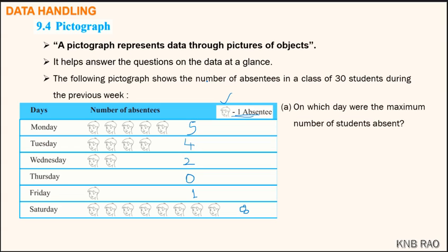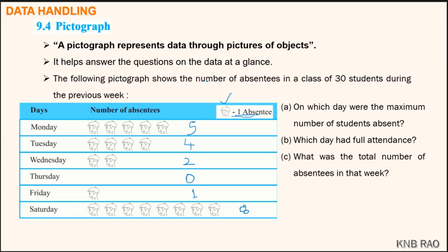On which day were the maximum number of students absent? Can you tell me? 8 students are absent on Saturday, so Saturday is the day with the maximum absentees. Then which day had full attendance? Yes, Thursday is the day where no student is absent. Now what was the total number of absentees in that week? Can you count the total? Yes, that is 5 plus 4 plus 2 plus 1 plus 8. So there are 20 students absent in that week.